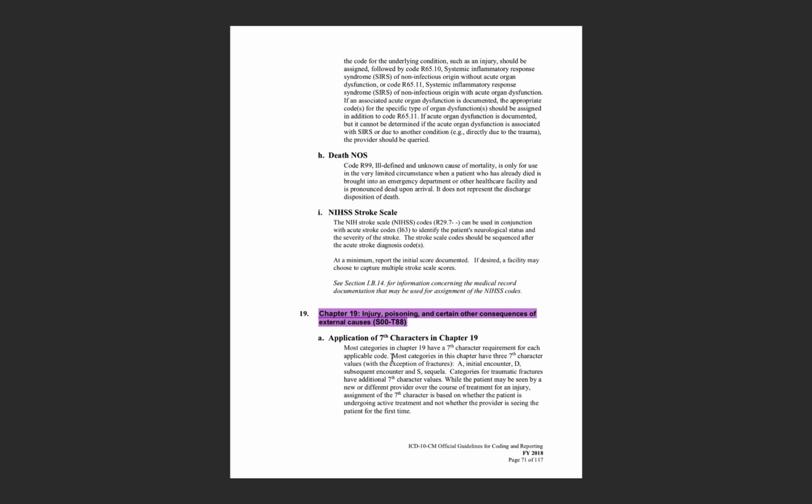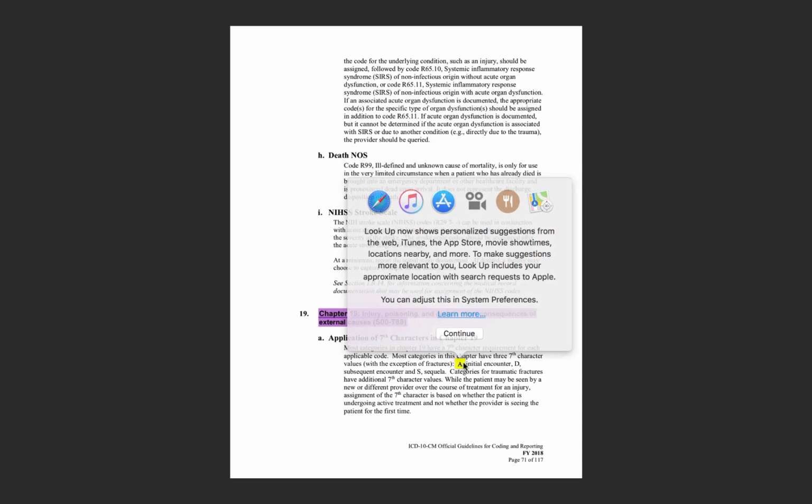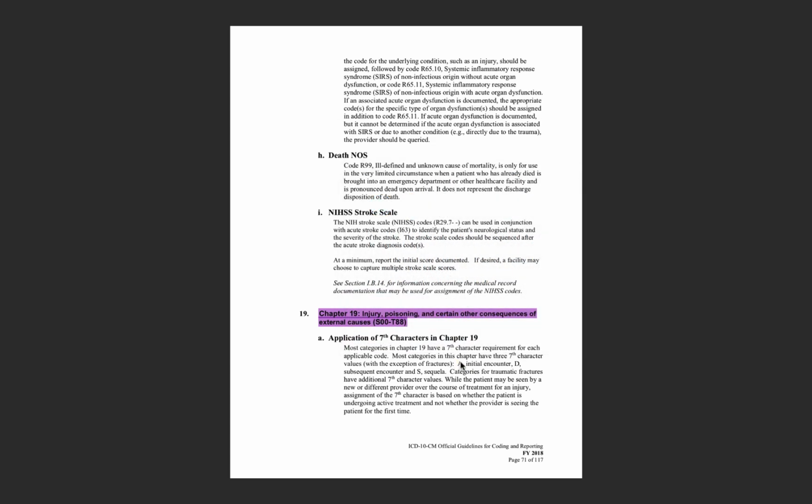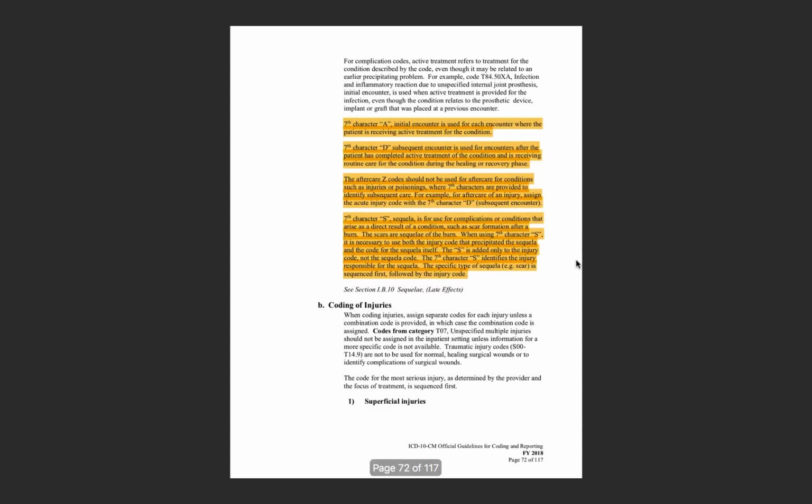Most categories in this chapter have 3 seventh character values. A for the initial encounter, D for the subsequent encounter, and S for sequela. Categories for traumatic fractures have additional seventh character values. Let's talk about seventh character A. Seventh character A, initial encounter, is used for each encounter where the patient is receiving active treatment.